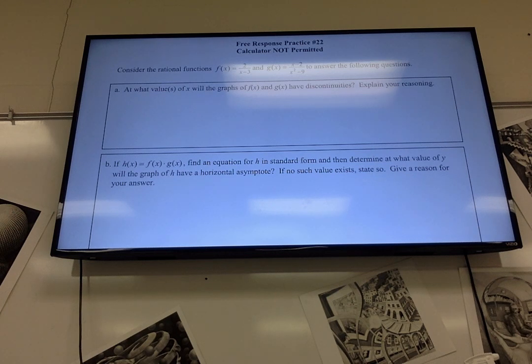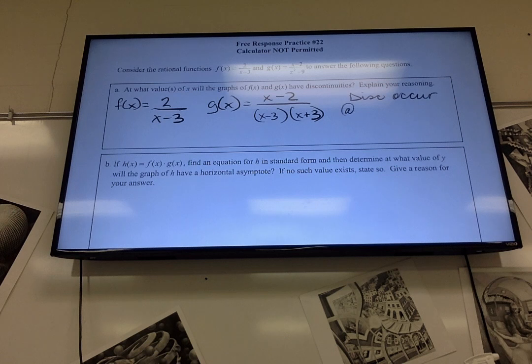So if I factor everything, I have f of x. Now it doesn't factor. And g of x, this one does. Top doesn't, but what's the bottom factor into? X minus 3 times x plus 3. Good. So, discontinuities occur where? Yes, when the bottom is equal to 0. So when x minus 3 equals 0, which is when? X equals 3.